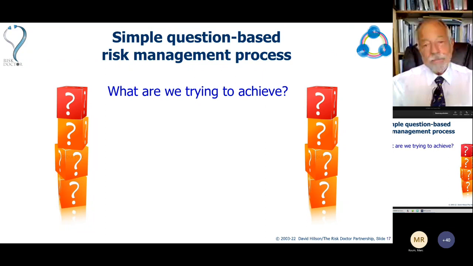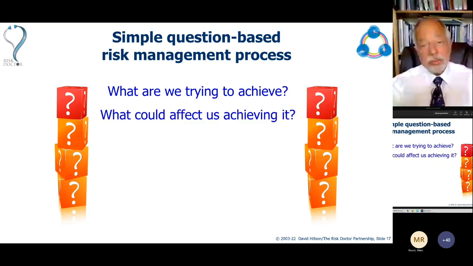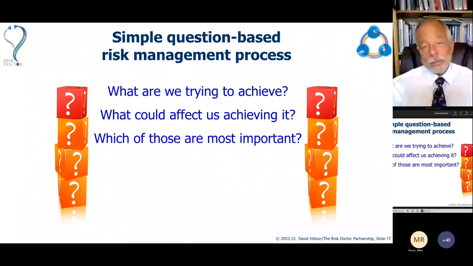The first one: what are we trying to achieve? We need to be clear about our goals and objectives so we know where we're heading, so that we know which uncertainties matter and which ones don't matter. Once we know what we're trying to achieve, let's ask ourselves the question, what could affect us as we move towards achieving that? What is out there that could possibly change our ability to achieve our objectives? Those would be the uncertainties that matter. Of course, they're not all equally important, so we need to prioritize them and just ask, out of these things that could affect us, which are most important, which are the most uncertain, which have the biggest impact.